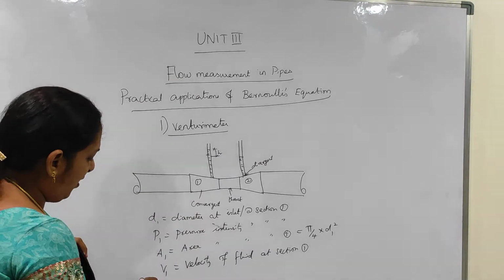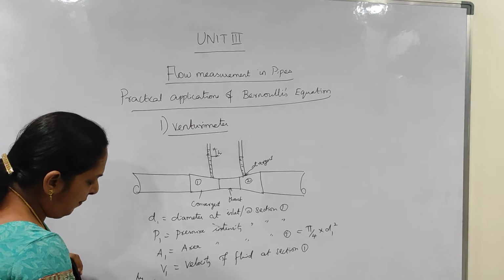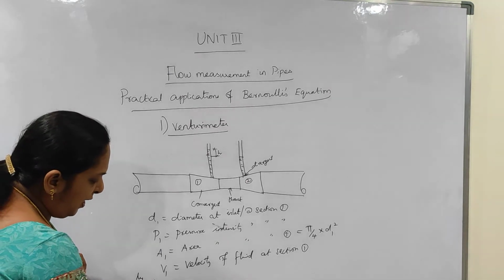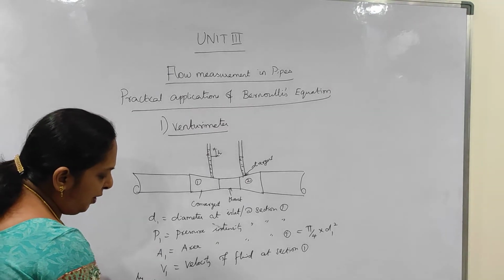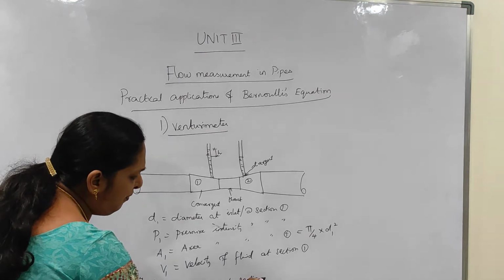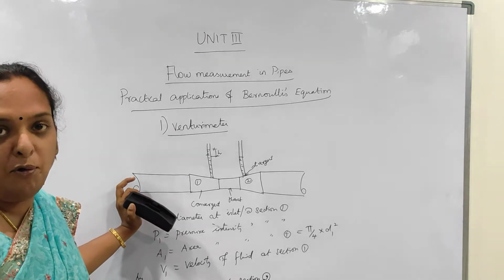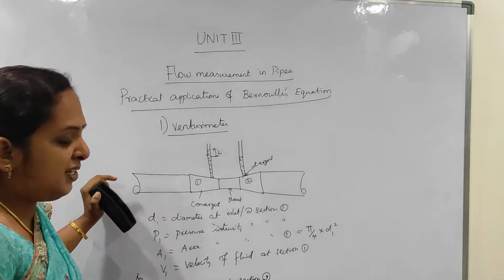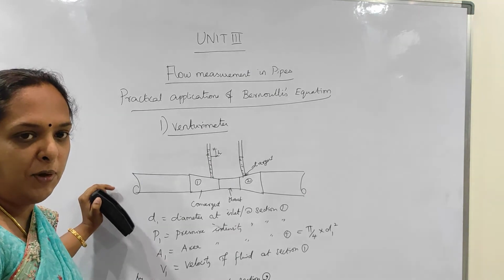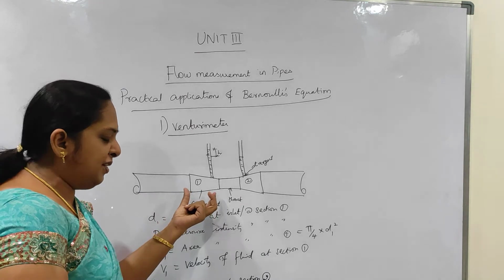The same things we are going to consider for section 2. So at section 2, D2 is the diameter, P2 is the pressure, A2 is the area and V2 is the velocity at section 2. Now we are going to derive the rate of flow, that is, the discharge in this venturi meter. How do we find out the discharge of this venturi meter? It is understood that the venturi meter consists of 3 parts.